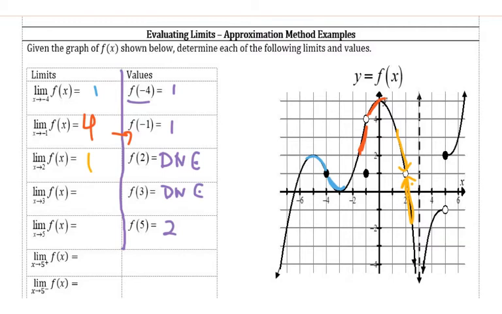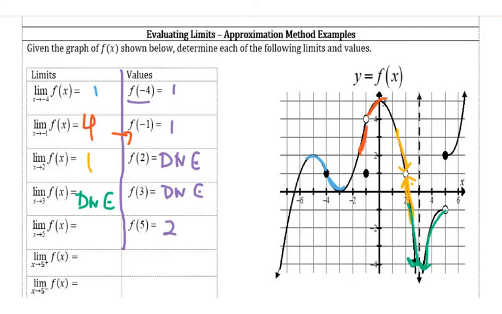When we look at what's happening around x equals 3, on the left it's going to -infinity, on the right it's going to -infinity. For right now, we're going to leave that as does not exist. We're going to talk about what's happening with infinity in a different section. But for right now, we're just going to say that limit doesn't exist. It's not approaching a specific finite value.